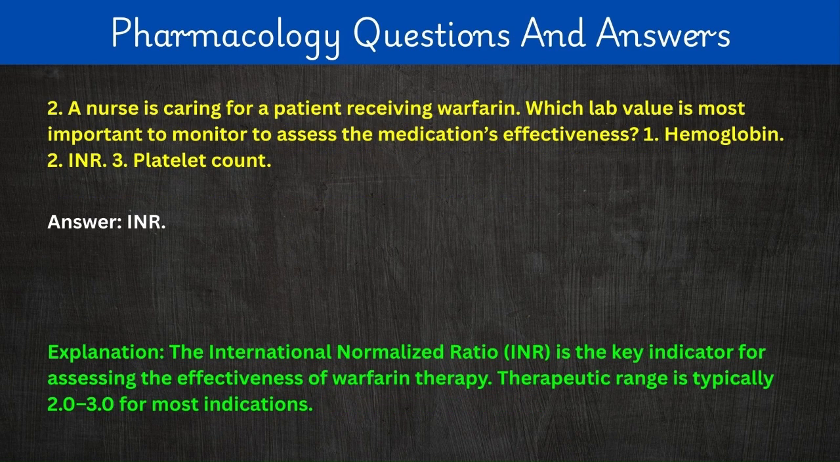2. A nurse is caring for a patient receiving warfarin. Which lab value is most important to monitor to assess the medication's effectiveness? 1. Hemoglobin. 2. INR. 3. Platelet count. Answer. INR. Explanation. The International Normalized Ratio, INR, is the key indicator for assessing the effectiveness of warfarin therapy. Therapeutic range is typically 2.0 to 3.0 for most indications.